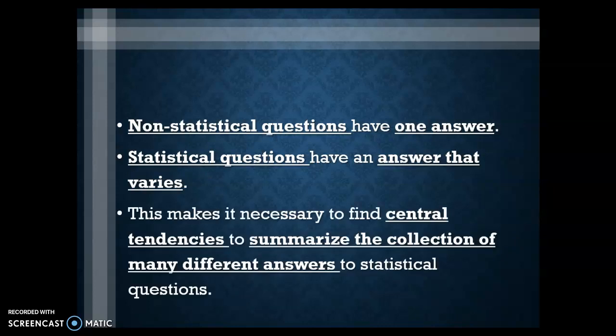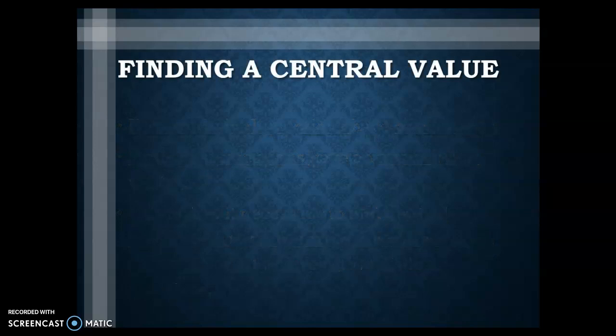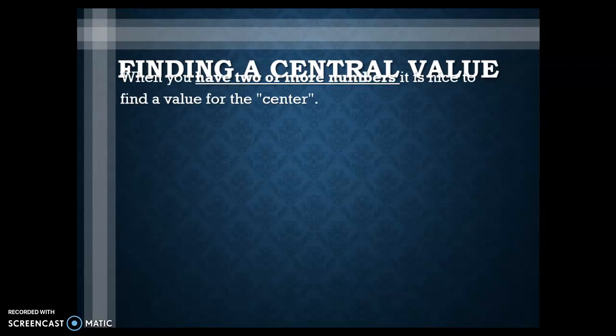This makes it necessary, when we're taking statistical questions, to find what we call central tendencies. We need to find these tendencies to summarize the collection of many different answers to our questions. If we survey 5,000 people, we don't want to publish an article with 5,000 different answers. We want to summarize the tendency that the audience, the survey group, or the sample was answering. And so we do have some measures of central tendency, the mean, median, mode, and range that we are going to be talking about today.